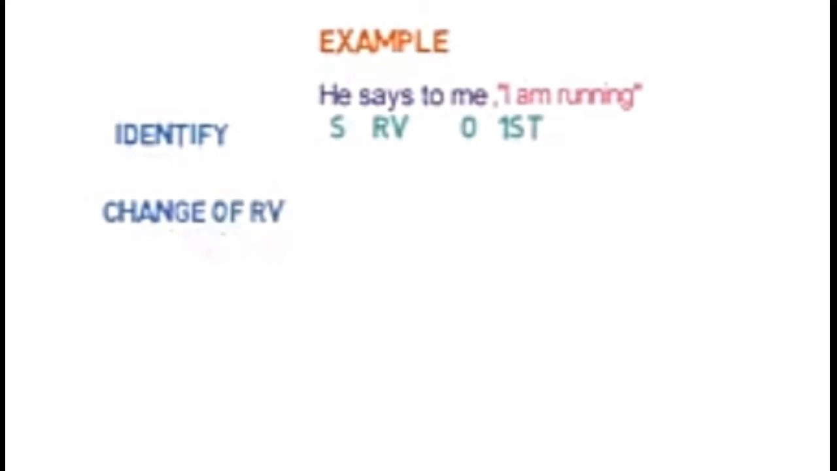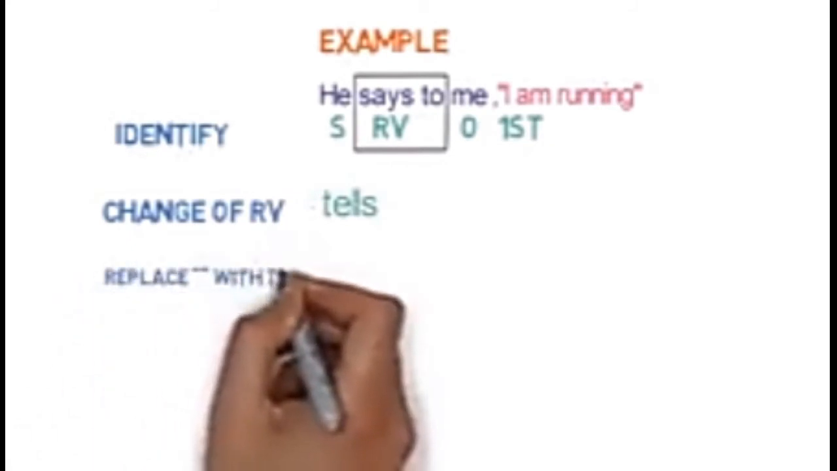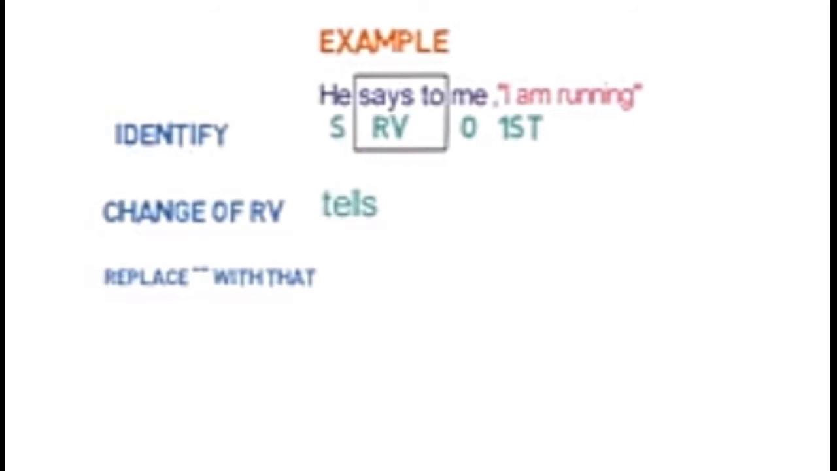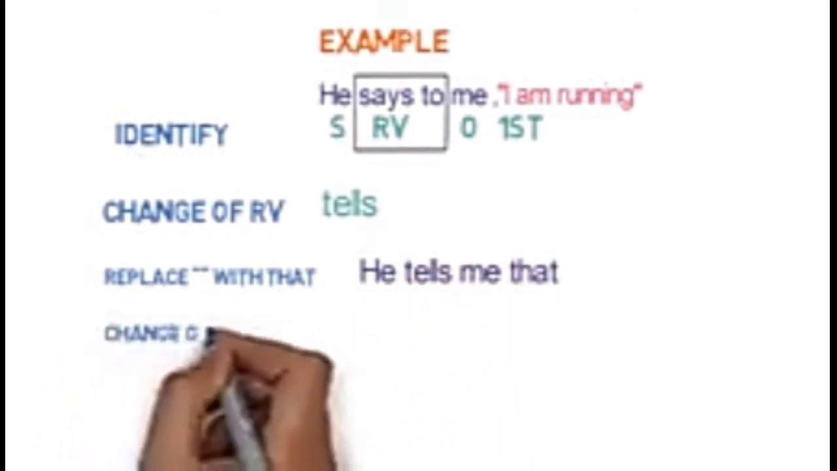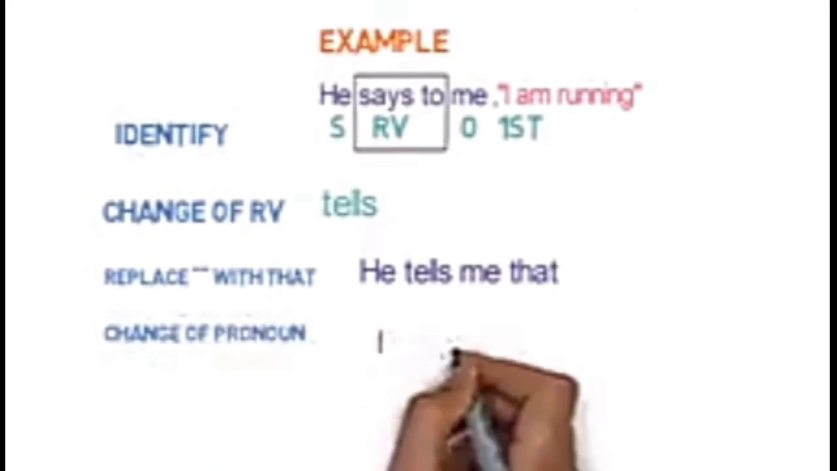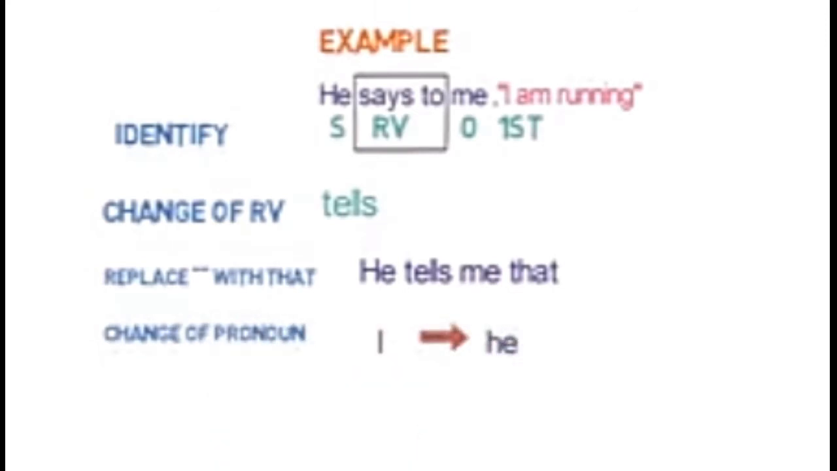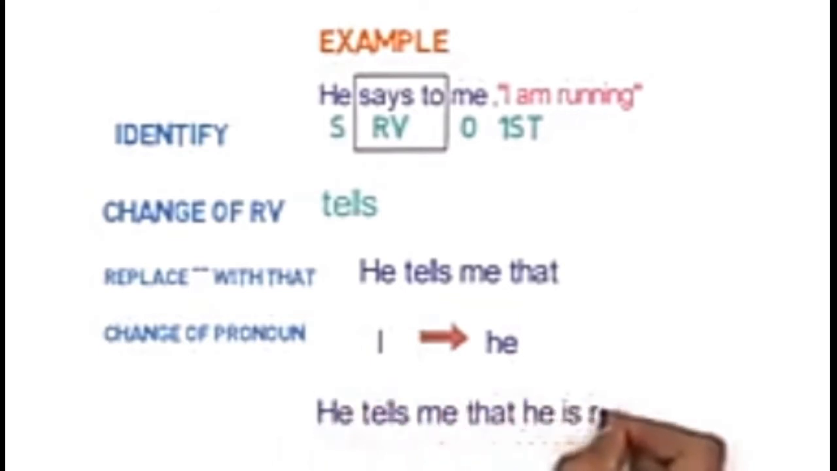As per the workflow we studied, says to will be converted to tells here. The third step is replace inverted comma with that. So the sentence will become like this: He tells me that. Fourth step is change of pronoun. Here I will be converted to he. Now fifth and sixth step will be eliminated as reporting verb is in present tense. The final sentence in the indirect speech is, he tells me that he is running. I hope now you would have understood how to convert a direct speech to indirect speech.